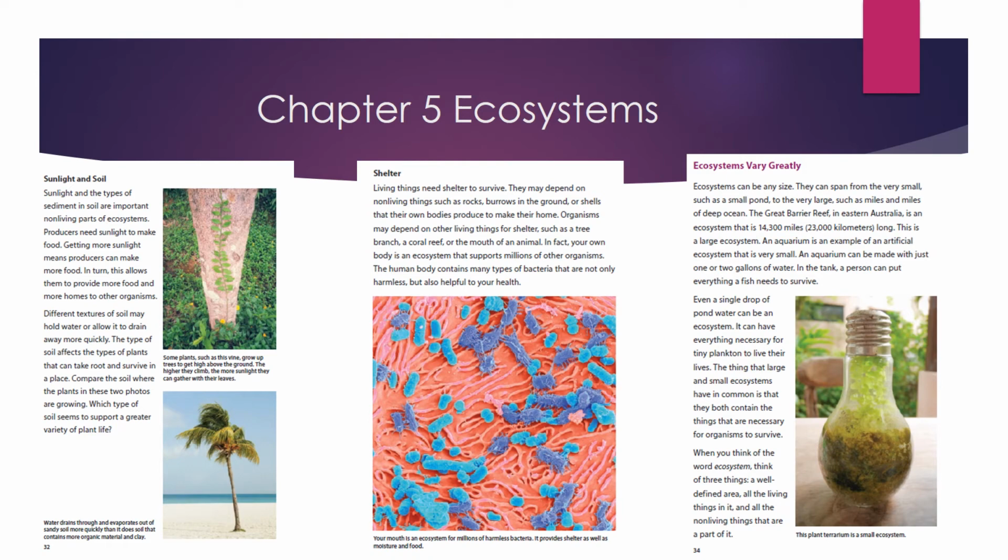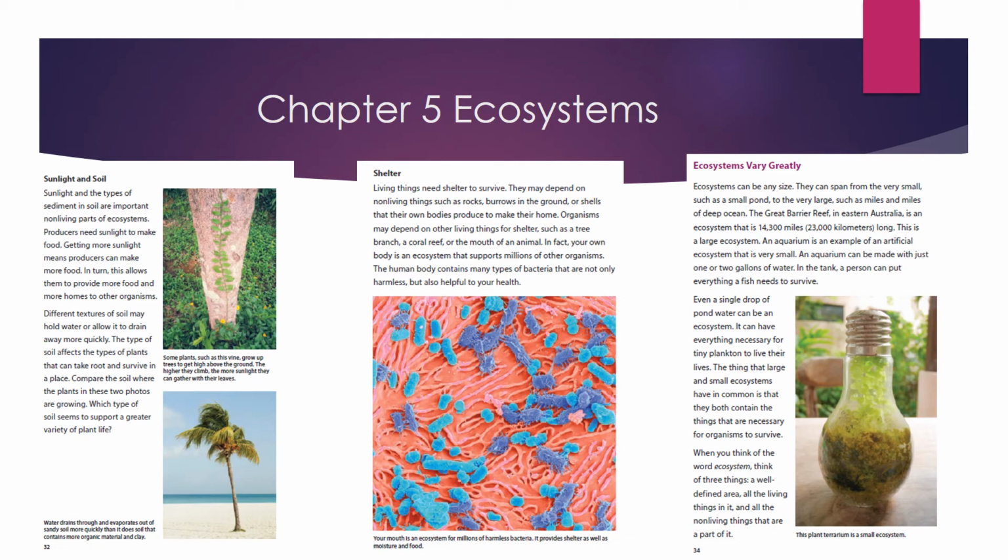An aquarium is an example of an artificial ecosystem that's very small. An aquarium can be made with just 1 or 2 gallons of water. In the tank, a person can put everything the fish needs to survive. Even a single drop of pond water can be an ecosystem. It can have everything necessary for tiny plankton to live their lives.